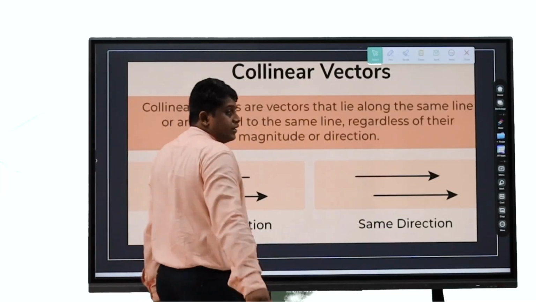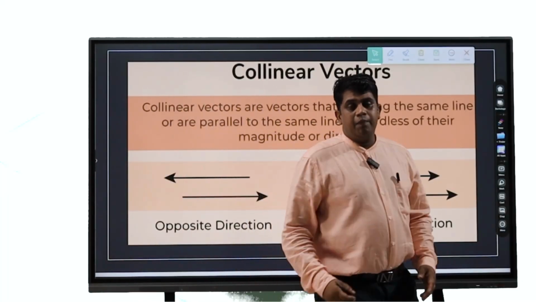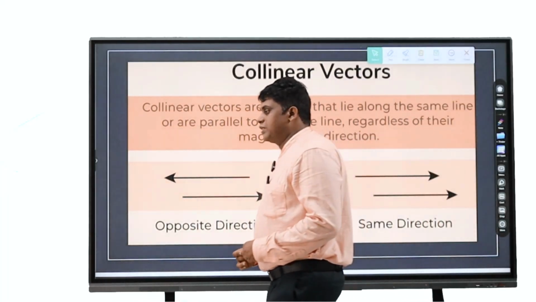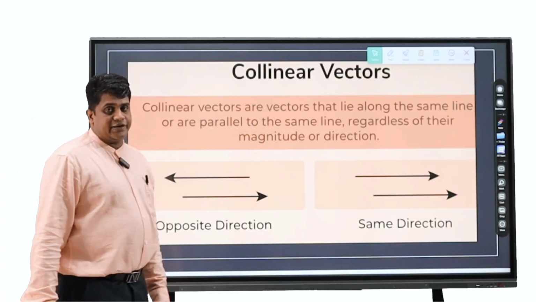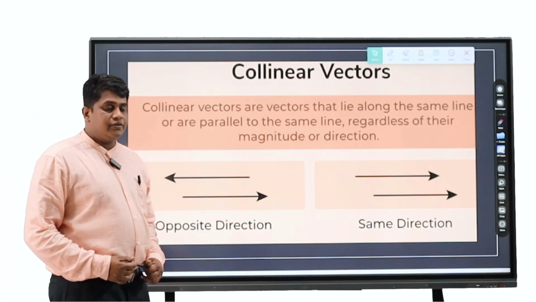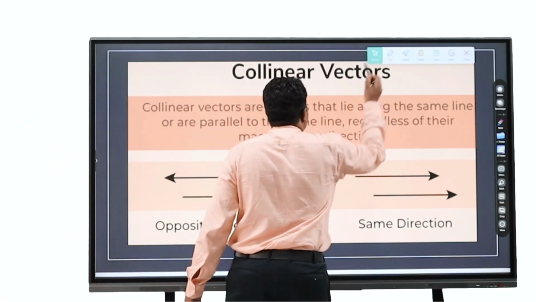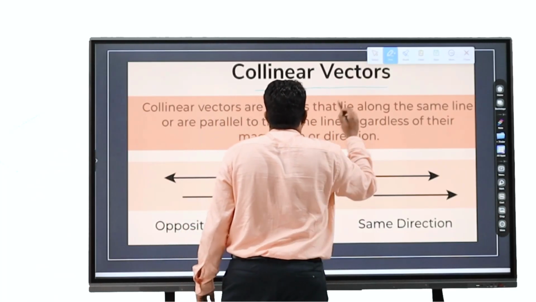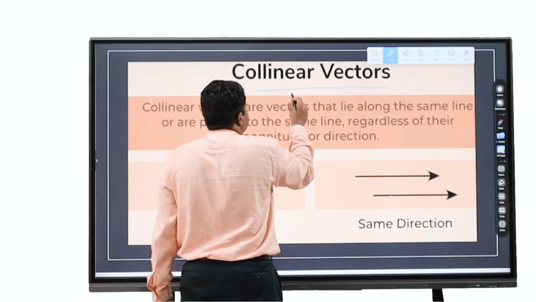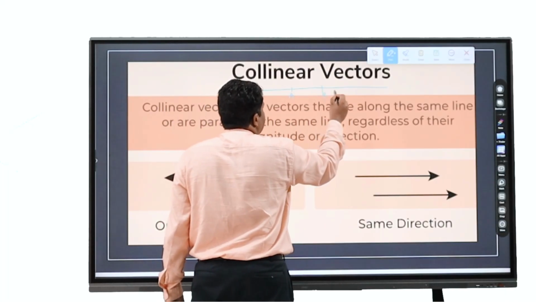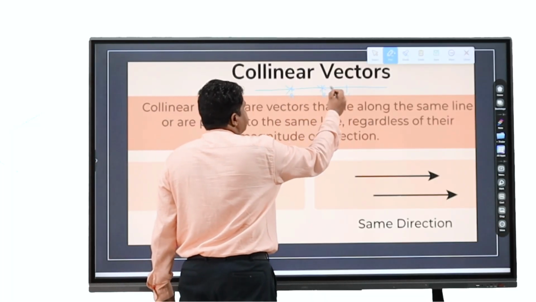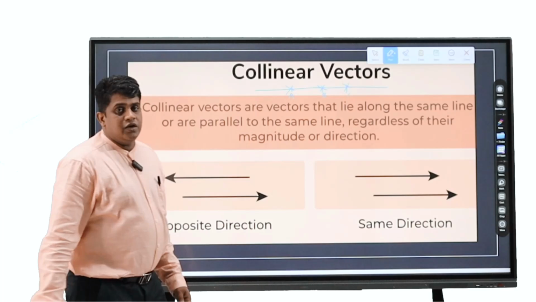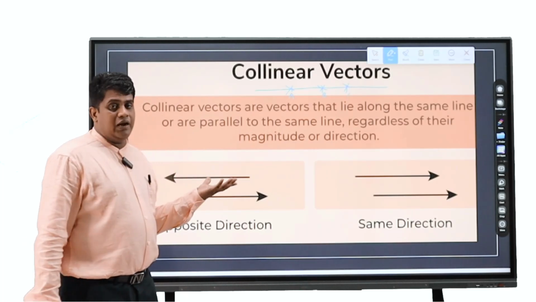What is a collinear vector? The vectors which are parallel to the same line, irrespective of direction and magnitude, are said to be collinear vectors. So what are collinear points? Collinear points are the points on the same line. Let this be A, this be B and this be C. Then we can say A, B, C are collinear points because they are on the same line.